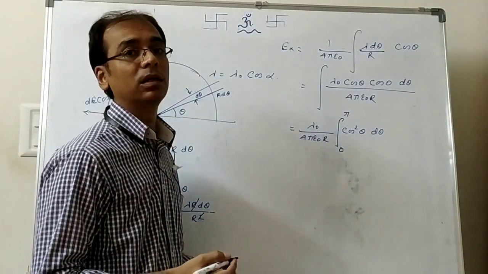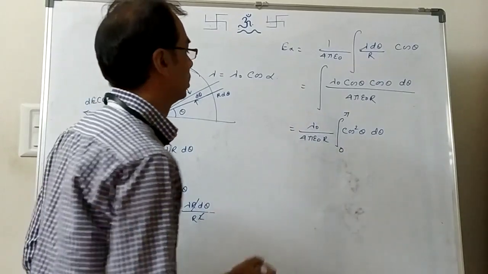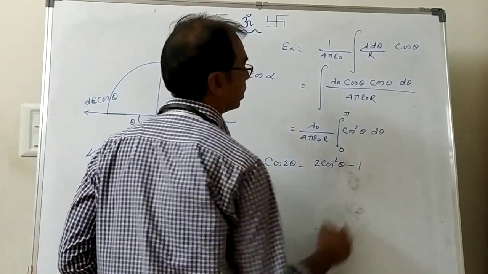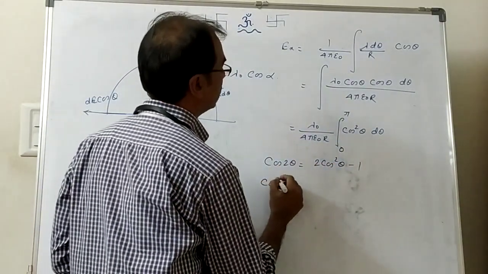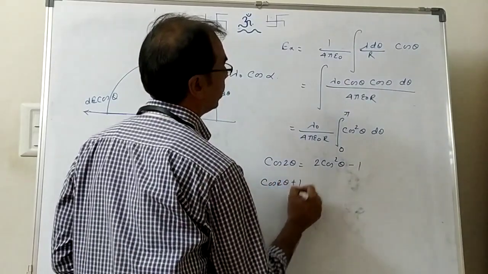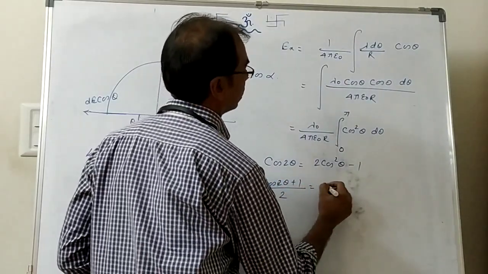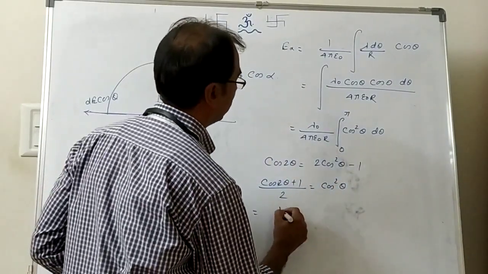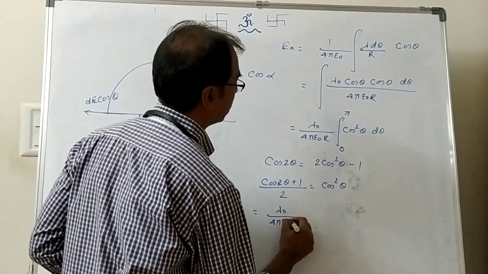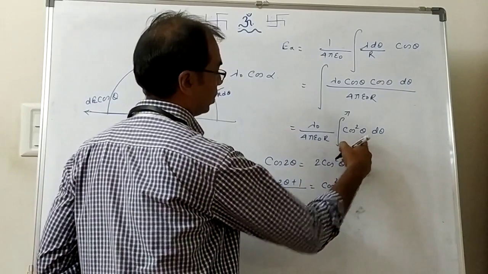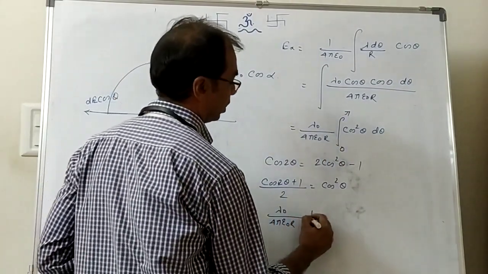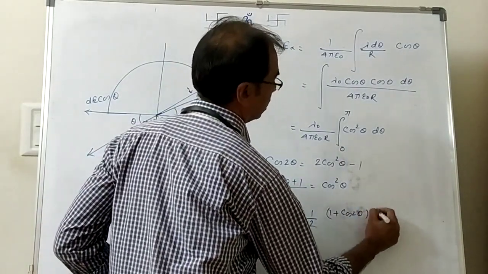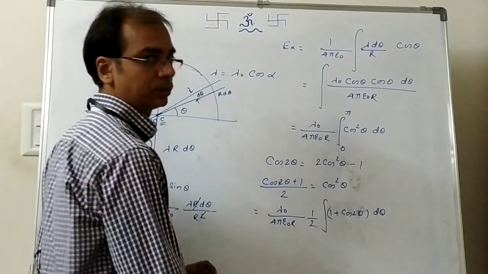Cos square theta can be integrated by converting it into cos 2 theta. What is cos 2 theta? Cos 2 theta is 2 cos square theta minus 1. Okay, so cos 2 theta plus 1 by 2 is cos square theta. Keep it there. So lambda naught by 4 pi epsilon naught r into, in place of cos square theta, 1 by 2. So take out 1 by 2 here. Then 1 plus cos 2 theta d theta. This is what we are going to integrate.